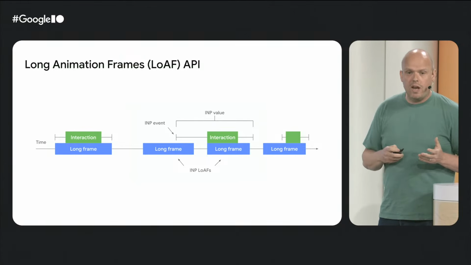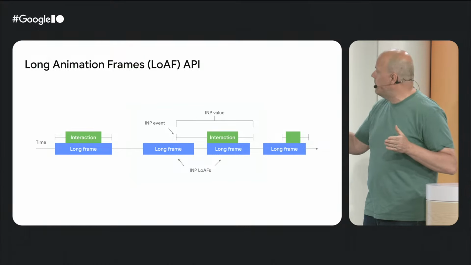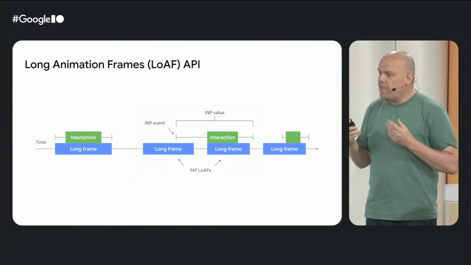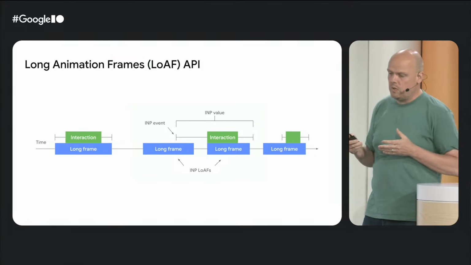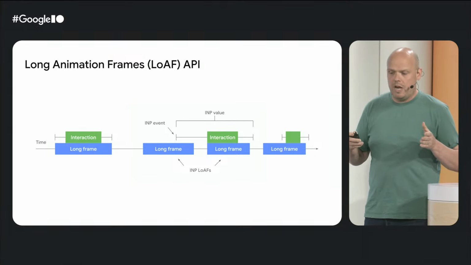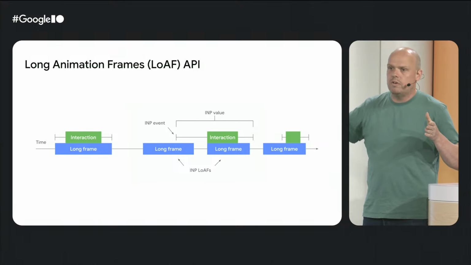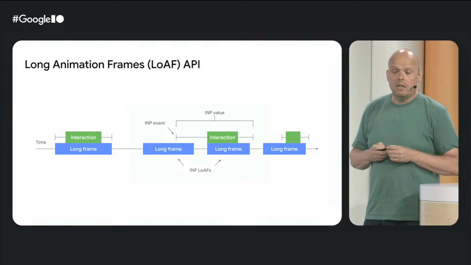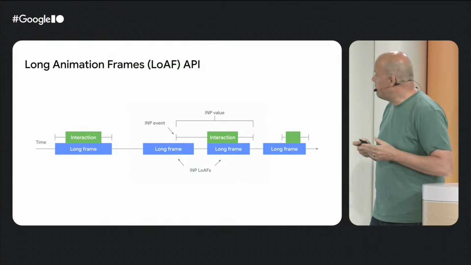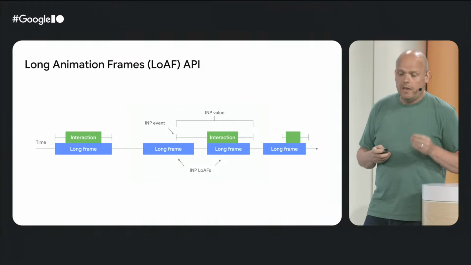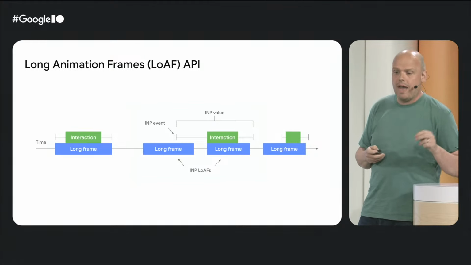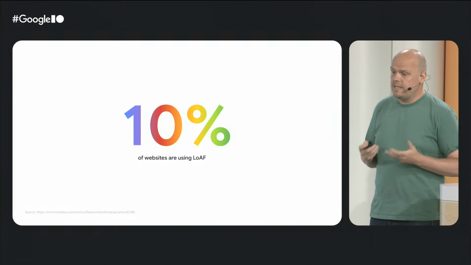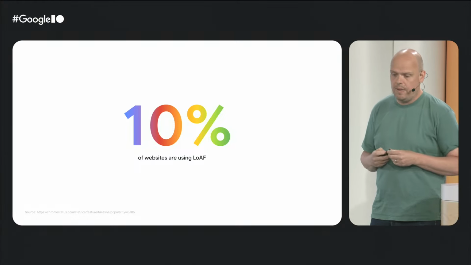Now, a long animation frame is when a rendered update takes longer than 50 milliseconds. It's the same threshold as the long tasks API. But the key advantage of looking at this compared to individual tasks is that a long animation frame can be the result of a number of tasks, but it's a point of visual jank on the page. Additionally, the LOAF API gives detailed script information, helping you identify the areas on your site that impact UX and also INP. And we're excited to see that already 10% of websites are using the LOAF API.